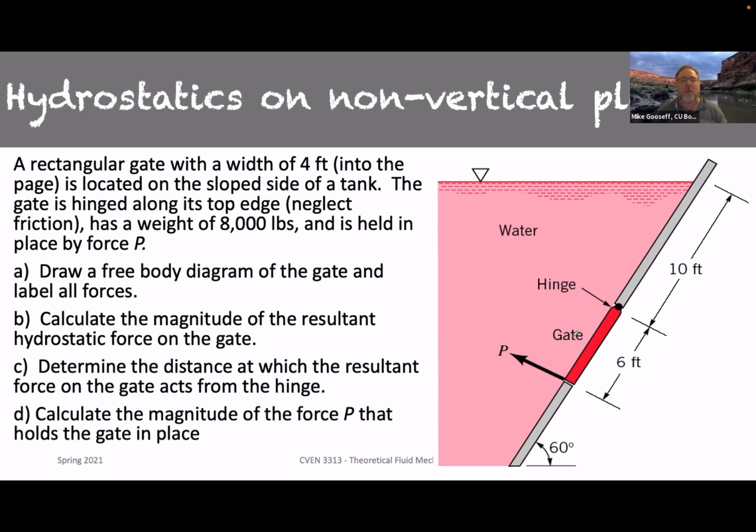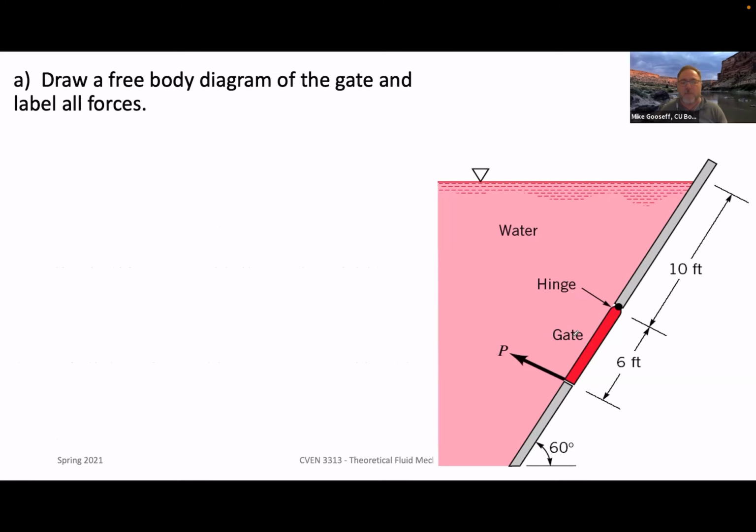So we are asked A, to draw a free body diagram and label the forces, B, calculate the magnitude of the resultant force, so FR, and then C, determine the distance at which the resultant force acts on the gate from the hinge, and then finally calculate the magnitude of force P that will hold the gate in place. All right, so let's add this up kind of one piece at a time.